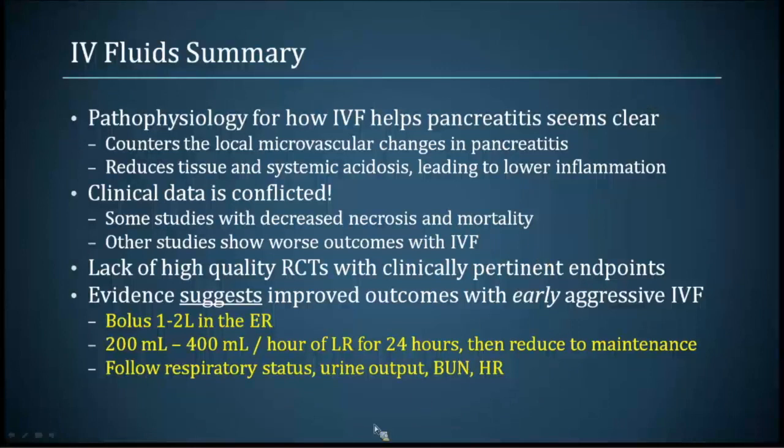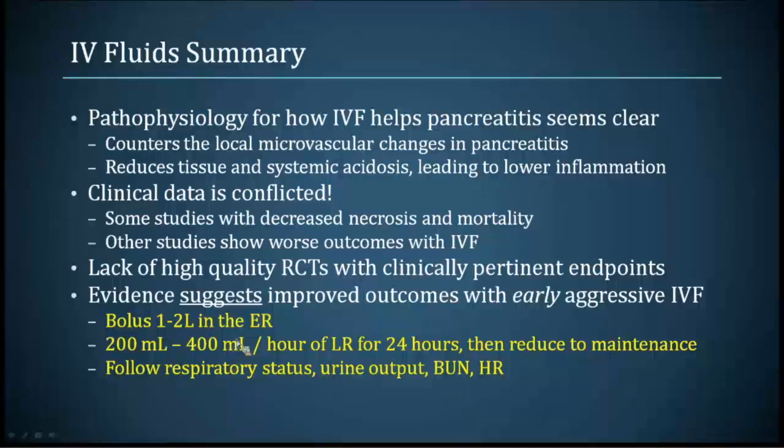So really 1 to 2 liter bolus in the ER, 200 to 400 mLs of LR for 24 hours reduced to maintenance. If you follow respiratory status, urine output, BUN, and heart rate in sort of a goal-directed approach, at least follow some of these clinical parameters.